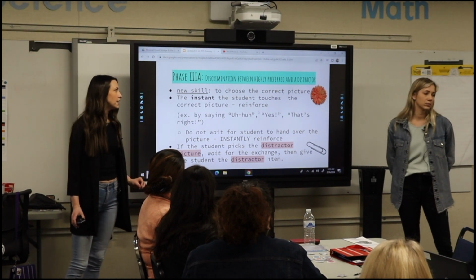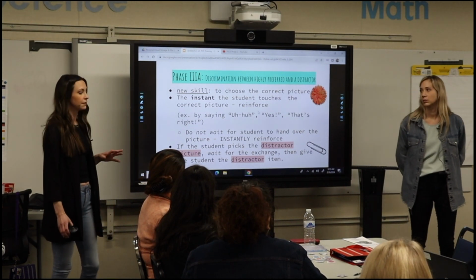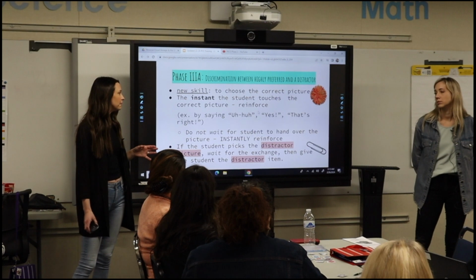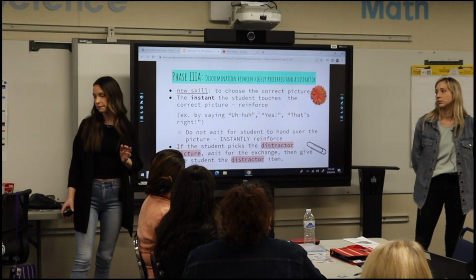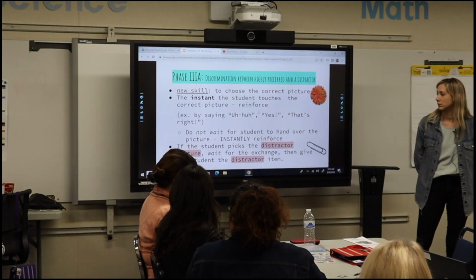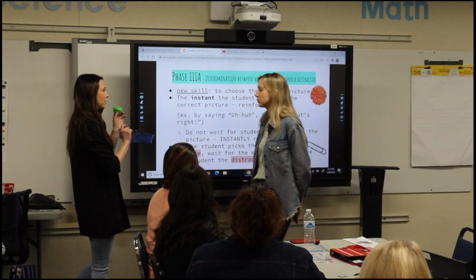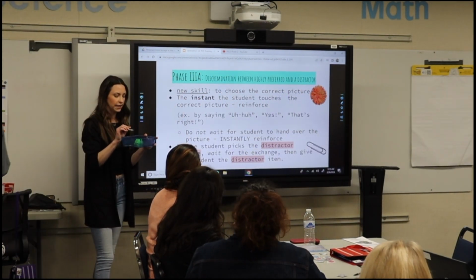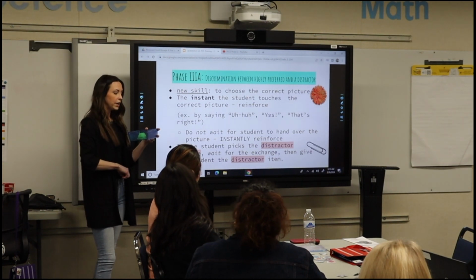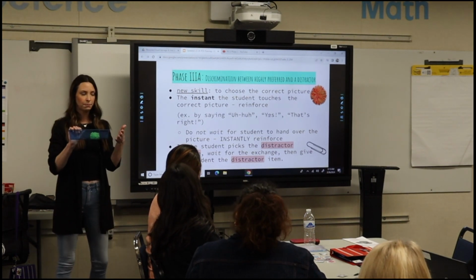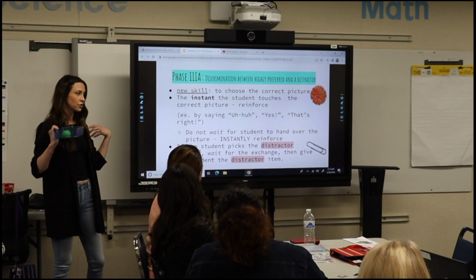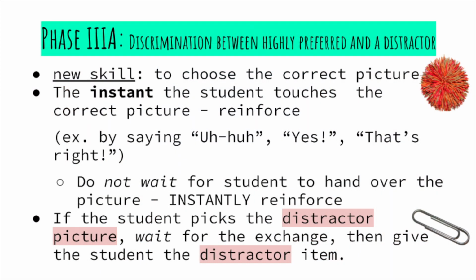So the instant the student touches the correct picture, we reinforce. Meaning, sorry, let me back step. So we have a squish ball and we have a paper clip. We're gonna have a tray of 2 items, the preferred and the non-preferred. We are using non-preferred and preferred because it's easier for us to discriminate whether or not they're learning, that they're asking for what they actually want. If you're doing 2 preferred items, it's like they probably want both. So how are you going to teach that?